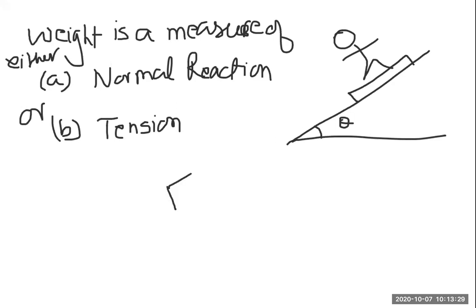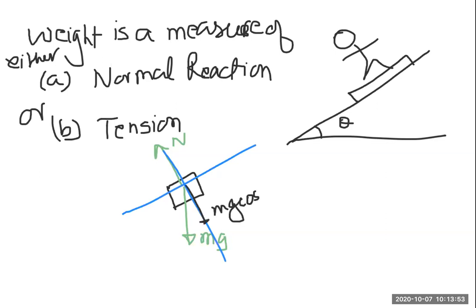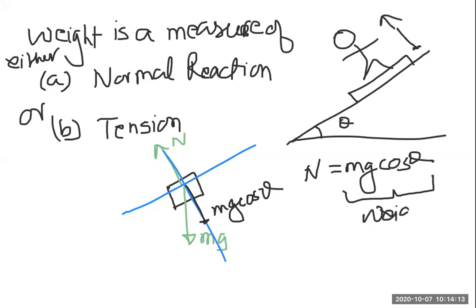So if I draw a free body diagram of the person, then the forces acting on the person are mg and N. Right? And there will be some friction as well. We don't want to talk about that for the moment. But we want to take the axis like this. And if we take the axis like this, then this component is mg cos theta. Right? And I'm not bothered with the sine theta component. So since this person is not accelerated in this direction, therefore N will be equal to mg cosine theta. Right, and this then will be the weight of the person.